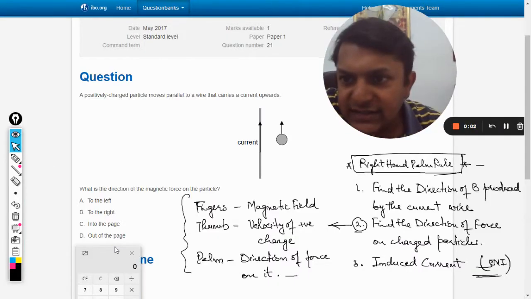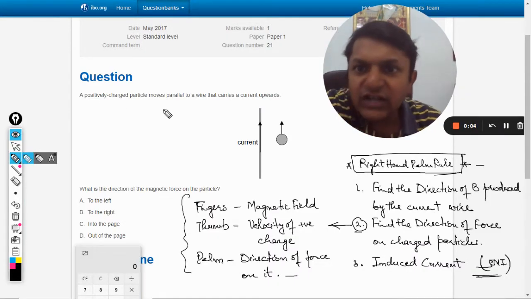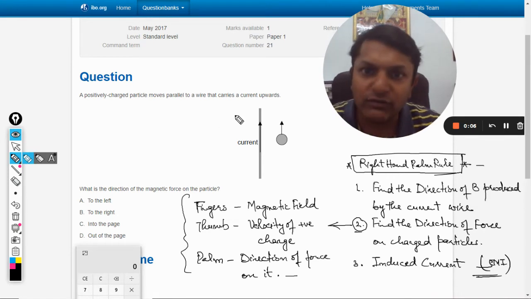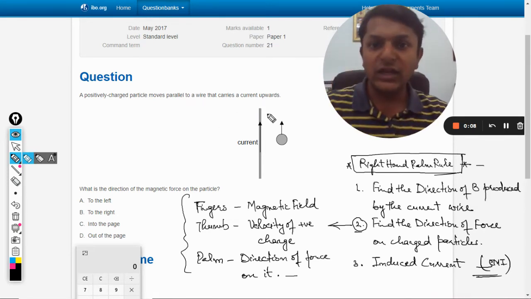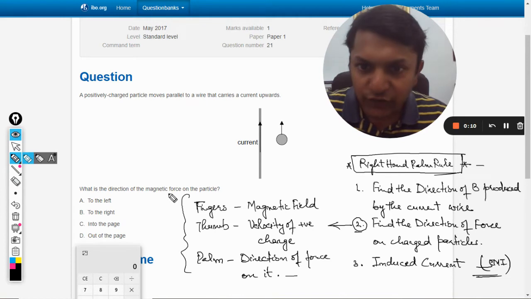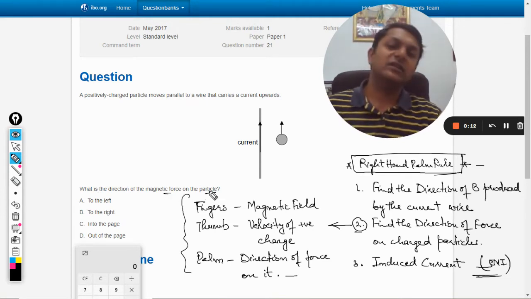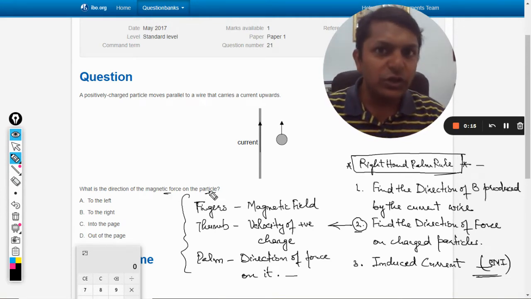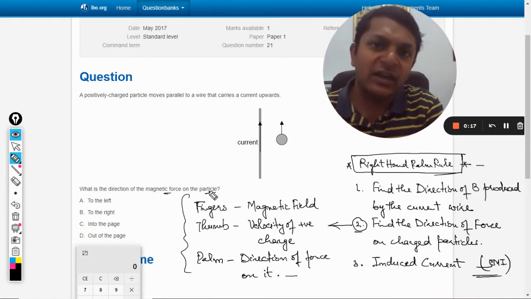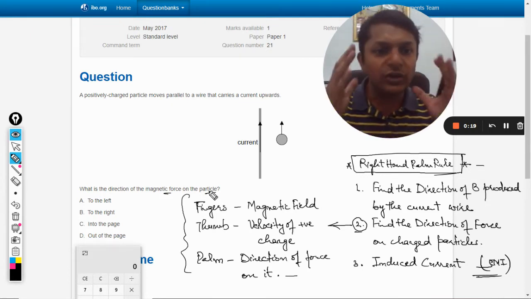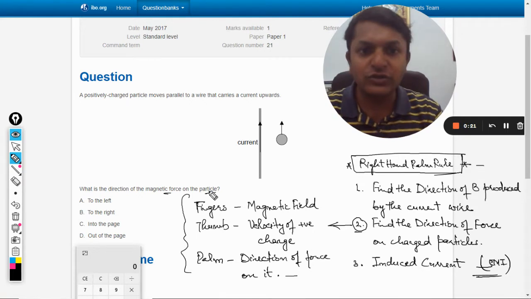Okay, dear students, let us see this question. A positively charged particle moves parallel to a wire that carries a current in upward direction. What is the direction of magnetic force on the particle? Okay, fine. As I have told you, instead of Fleming's right hand or left hand rules, I try to use the right hand palm rule, as it is mentioned on your screen already.